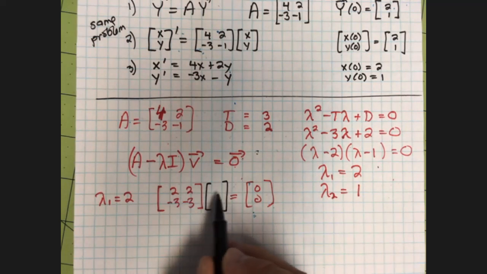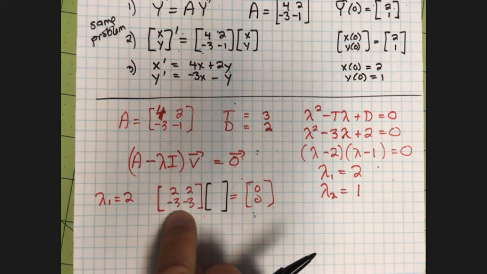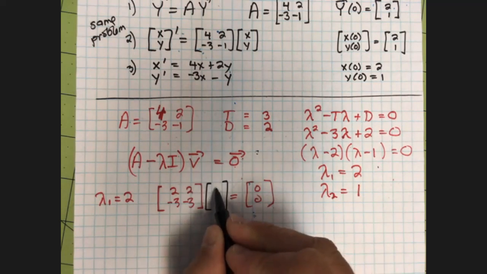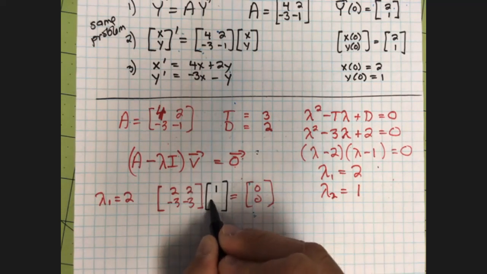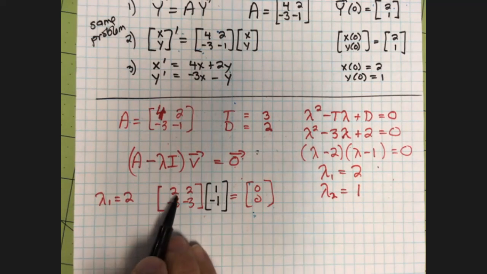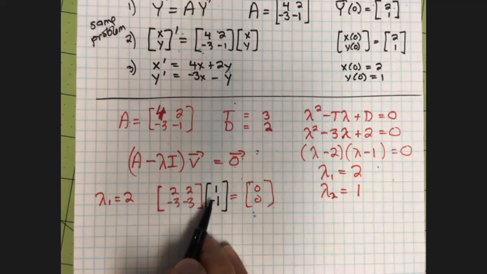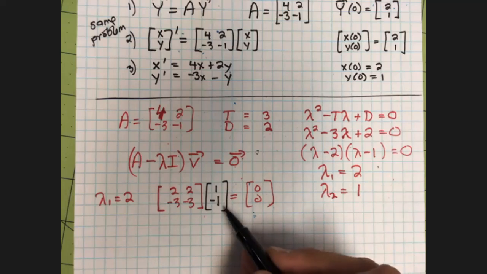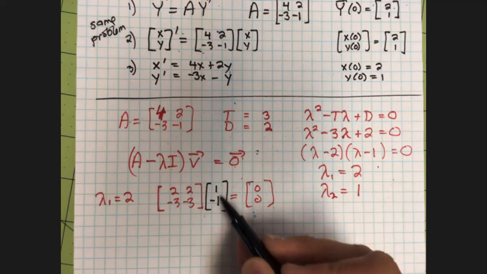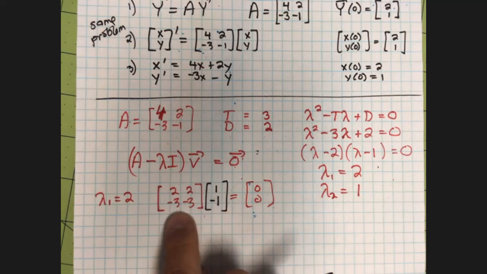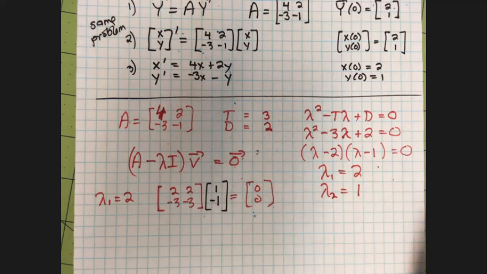But how do I find a vector that I multiply by this matrix to get 0, 0? That vector I choose is 1, -1. I switch these two numbers, which is still 2, 2, and then change one of the signs, say 2, -2 or -2, 2. But then, to make my life easier, I take out any common factor. So 1, -1 is clearly a vector that goes to 0, 0.